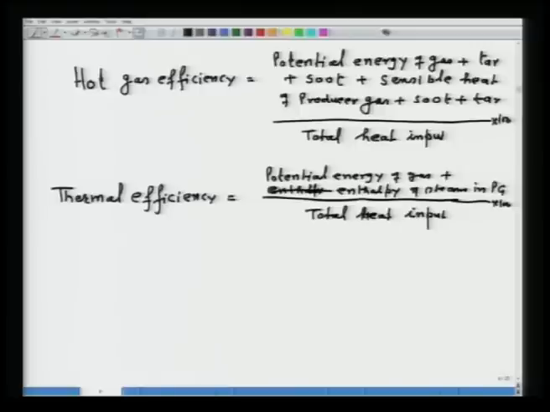Normally, the cold gas efficiency lies within the range 60 to 80%. Hot gas efficiency is in the order of around 90%, because you are adding all sensible heat into your calculation. Then there will be losses also by conduction and radiation from the gasifier. It may vary from 8 to 12%, depending upon the insulation that you provided on the gasifier. Now, given all this, let me take a problem to illustrate the various concepts.